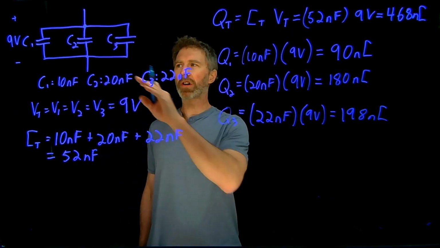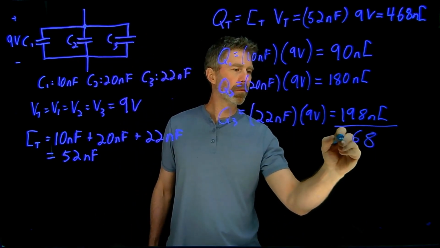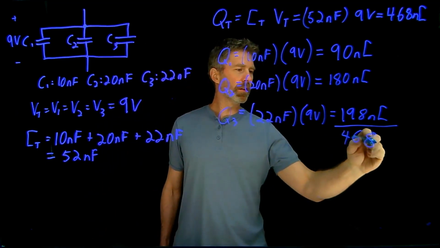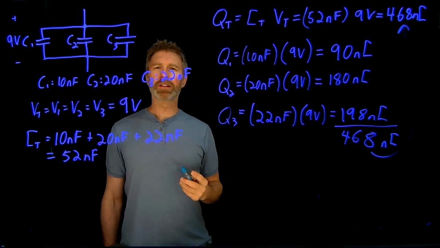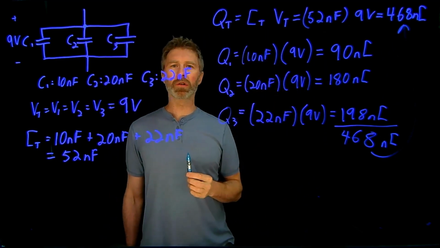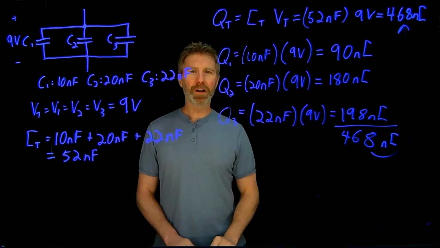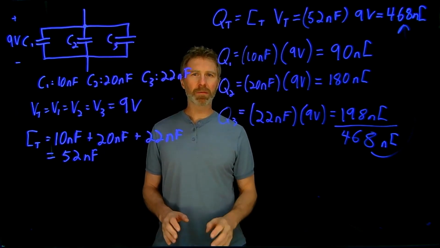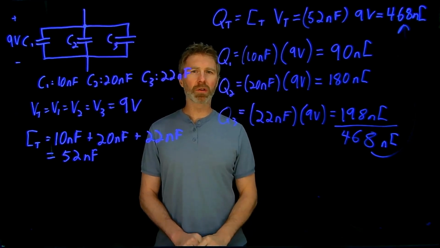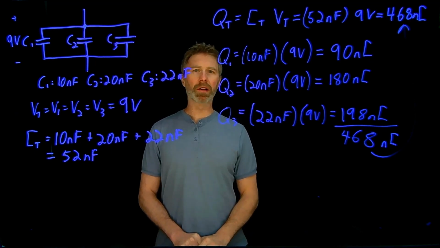Okay, so we have the charge on each one of the individual capacitors. Now let's add that all up. And I get 468 nanocoulombs. And that totally matches up with what I calculated when I did the individual calculation for the total charge stored on the system of capacitors. And that's it. We've gone through a couple of practice problems, one with series capacitors and then one with parallel capacitors, and we calculated the total capacitance of the system as well as the voltage across each individual capacitor, the charges stored on each individual capacitor, and then the total charge stored in the system.